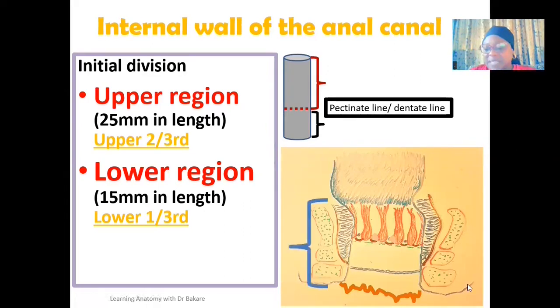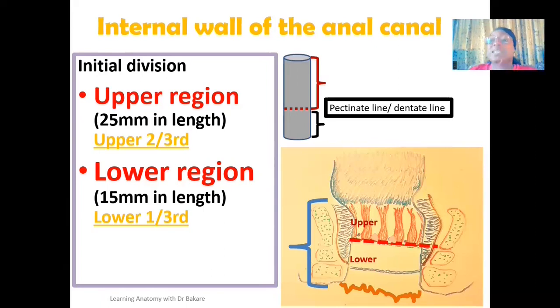If you look at this image down here, this is the entire configuration of the anal canal, marked here in blue. This is the rectum, and below it is where we have the anal canal. There is an initial division of the anal canal into the superior two-thirds and the inferior one-third. This is at the level of the pectinate line or the dentate line, highlighted in red. Above this region we have the upper two-thirds, and below the pectinate line we have the lower one-third.